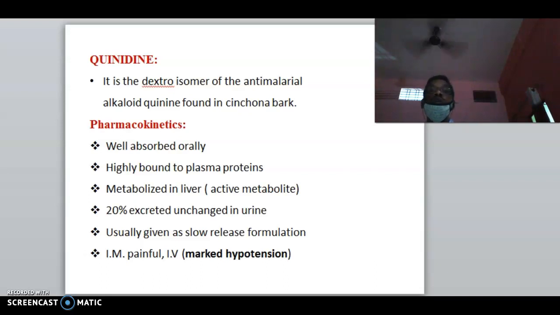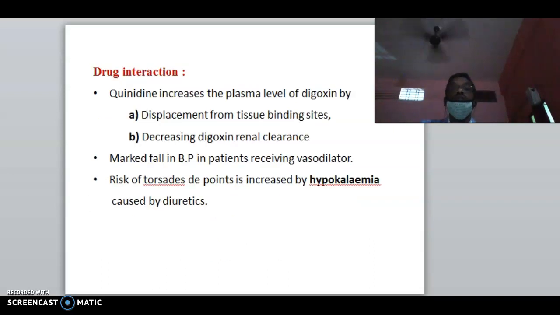Next, come to pharmacokinetics. Well absorbed orally, highly bound to plasma protein, metabolized in the liver, then 20% excreted unchanged in urine. Usually given as a slow release formulation. IM is painful, IV causes marked hypotension.